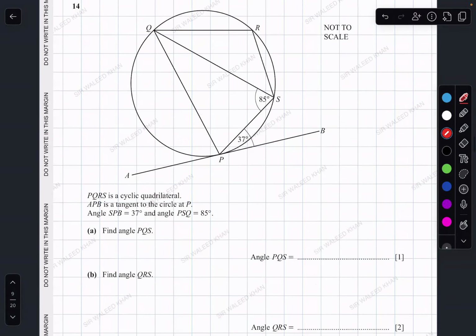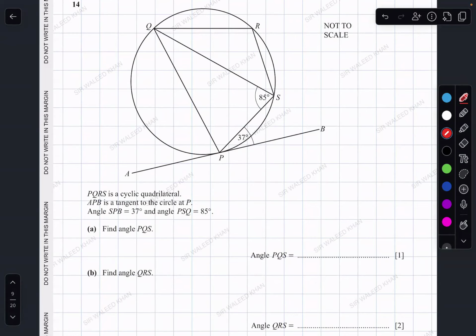Now, question number 14. PQRS is a cyclic quadrilateral. Okay, they have mentioned over here, APB is a tangent to the circle at P. Angle SPB is 37. Okay, angle PSQ is 85. Find angle PQS. This angle over here. So they are concerned about this angle.